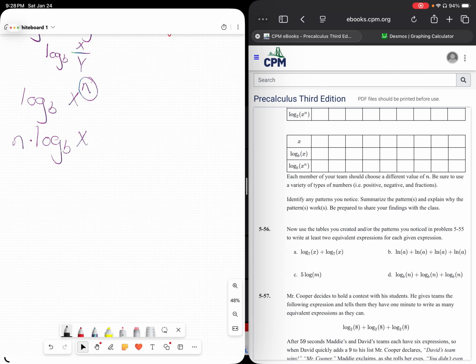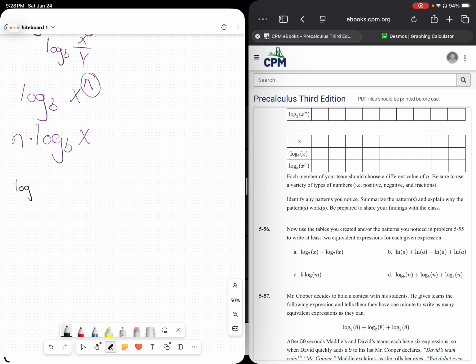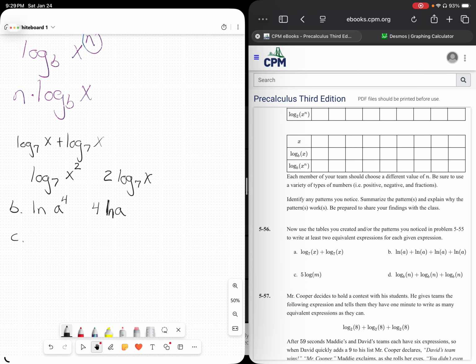So let's look here. So we have log base 7 of x plus log base 7 of x. Well, what is that? Log base 7 of x squared. X times x is x squared. Or we could bring that to the front and write 2 log base 7 of x. Either one. Okay, if you're looking at b, this would be natural log of a to the fourth. That's 4 a's multiplied together. Or 4 natural log of a.